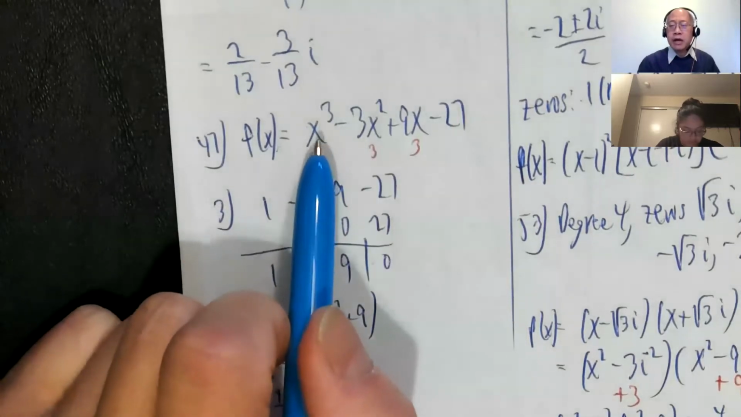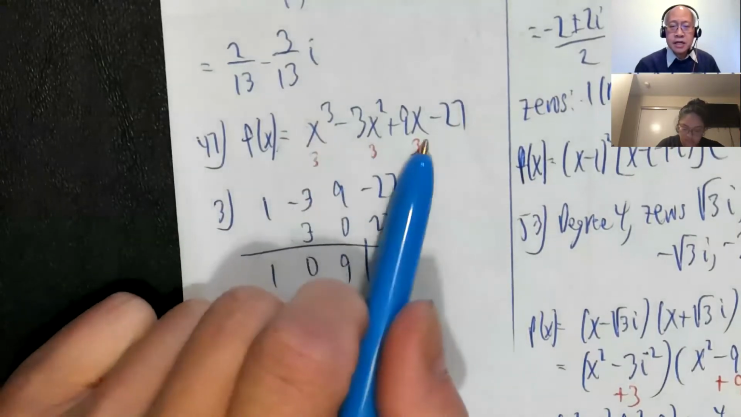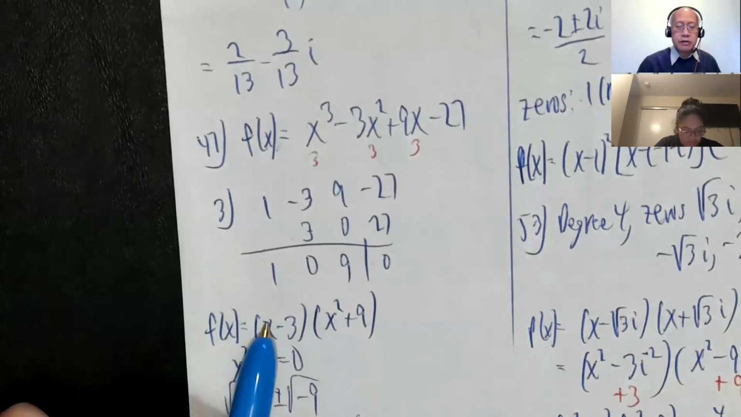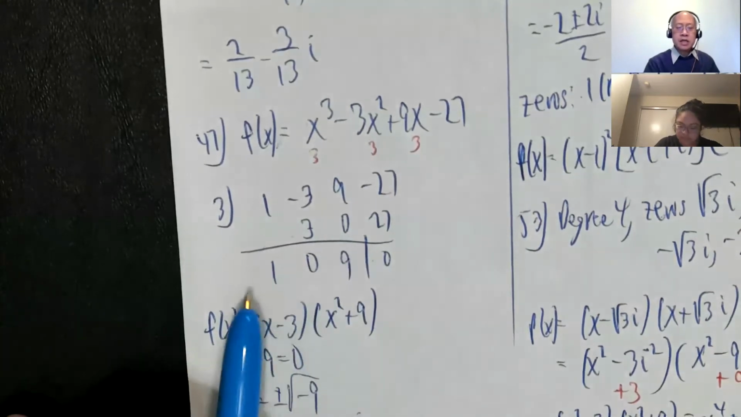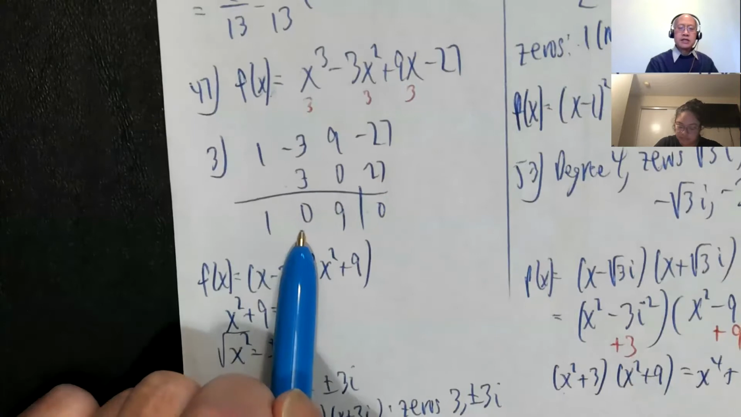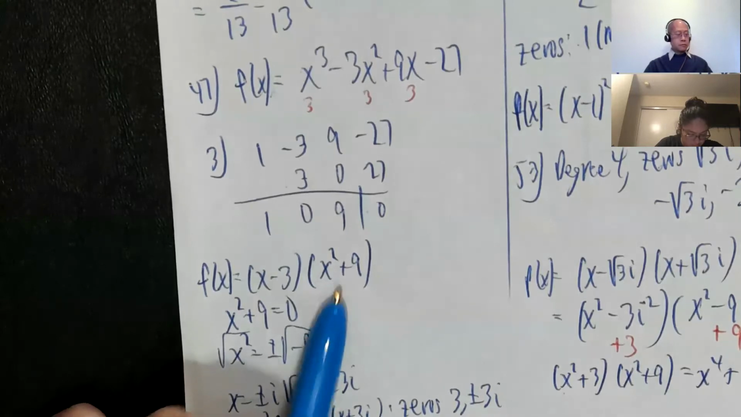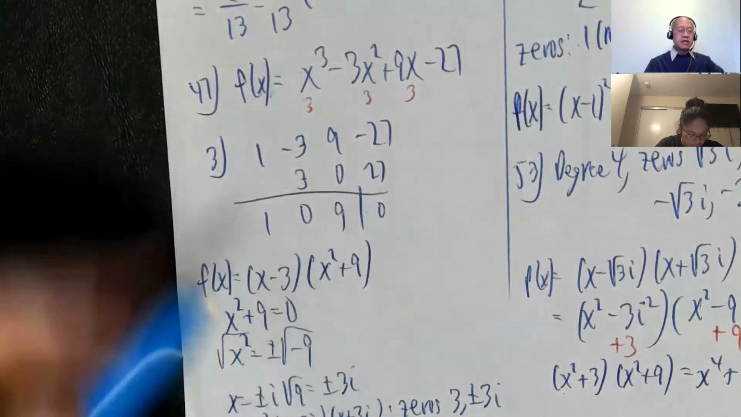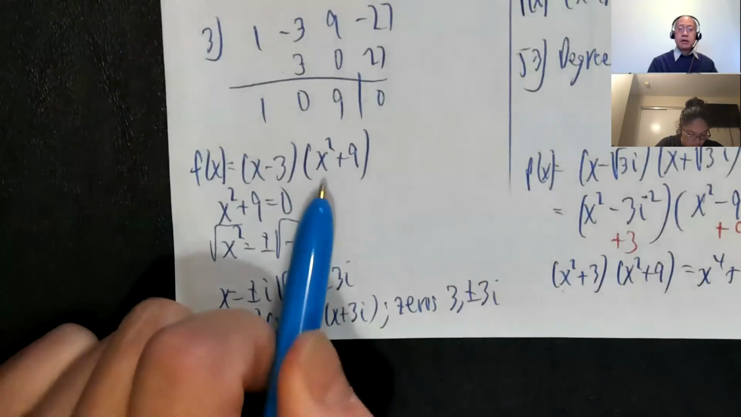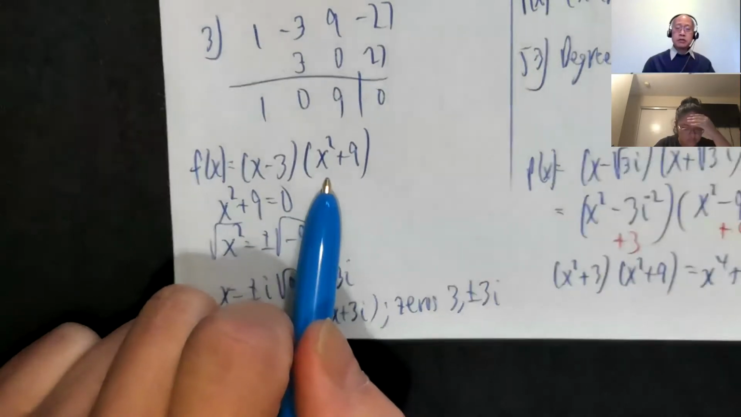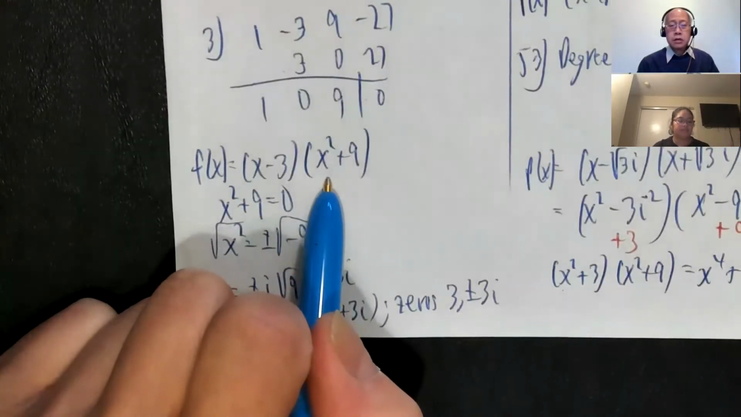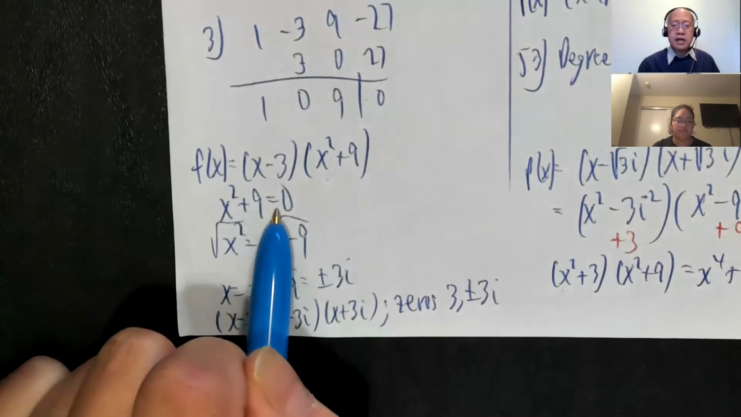So now, how do I write my original function? F of x is one factor, x minus 3. And how do I read this? x squared plus 0x plus 9, which I'm just going to write as x squared plus 9. And now this is pretty easy to work out. It looks like I'm going to have 2 imaginary solutions. So I'll solve x squared plus 9 equals 0.